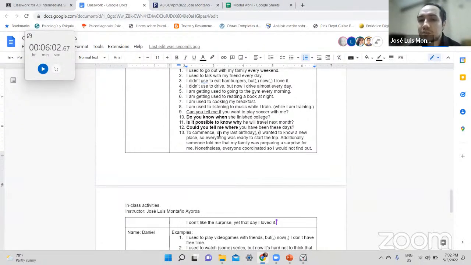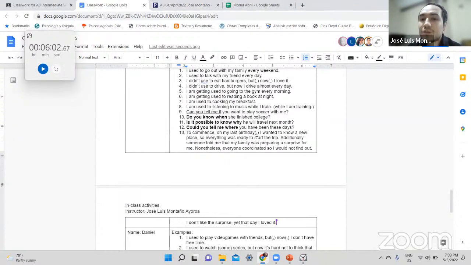And if you're going to use time at the beginning, again, you always need, in a formal situation, to use comma before the subject. Okay, so to commence is the introductory phrase. On my last birthday is an interrupter that is giving us time. And I wanted to know a new place is the real sentence, okay, the complete idea. All right, that's why you have that first comma over there. And again, it's optional, but it's obligatory if you want to be very formal.